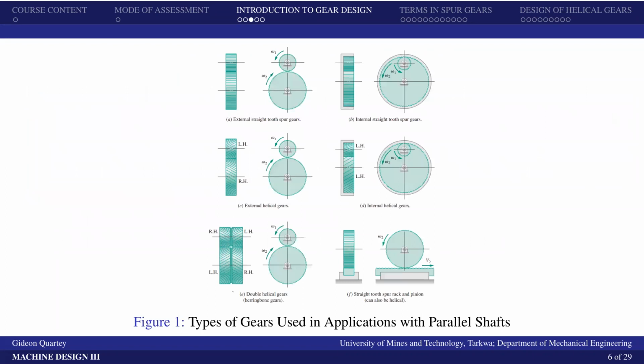Okay, so let's look at this one. This is the first case, where we have the application in which the shafts are parallel. If they are parallel, we could have external straight tooth spur gears, and we could also have internal straight tooth spur gears. So spur gears mainly have teeth that are straight along the face of the gear. In such cases, the axes of the shafts are parallel.